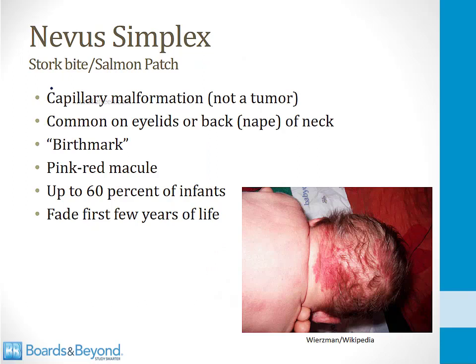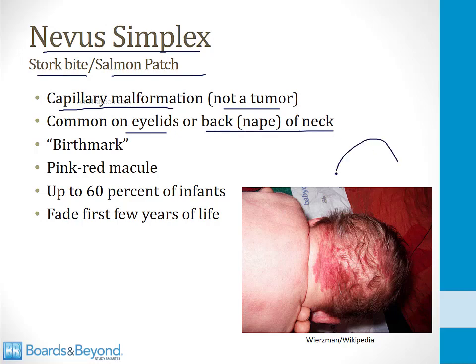Keeping on the theme of vascular lesions in babies, let's talk about a nevus simplex, which is also called a stork bite or a salmon patch. This is a capillary malformation that occurs in the skin of babies. It's not a tumor, it's a malformation of the capillaries. It's common on the eyelids of babies or the back or nape of the neck.